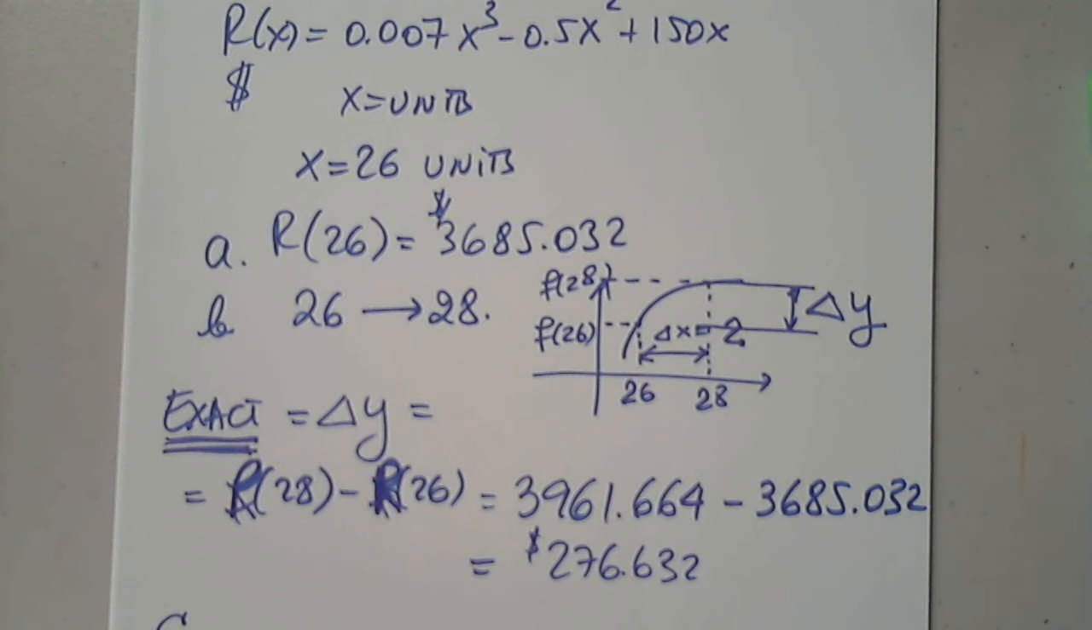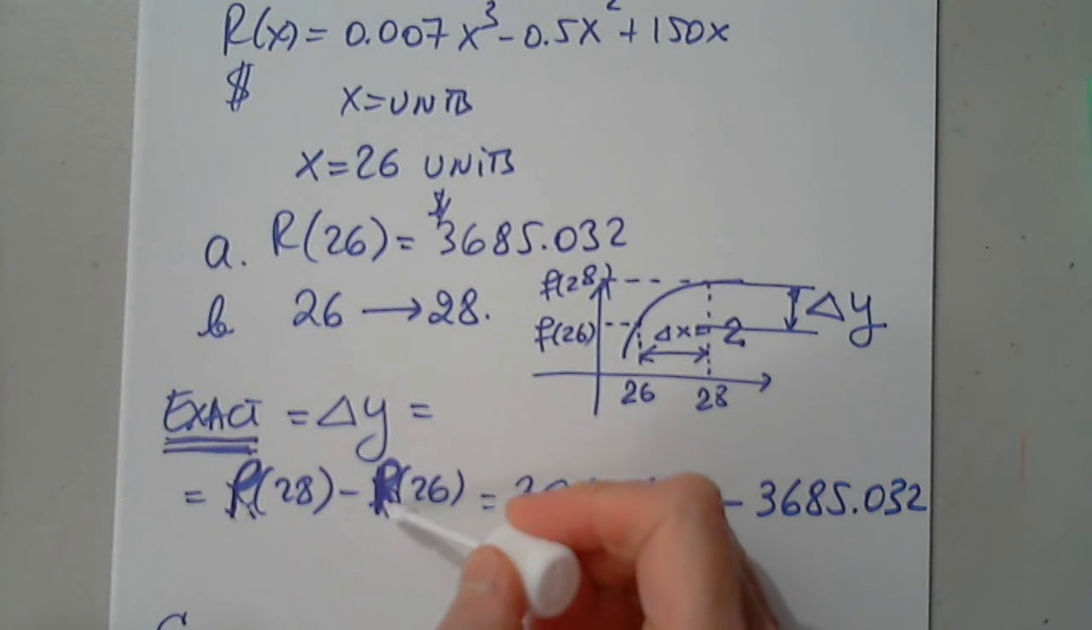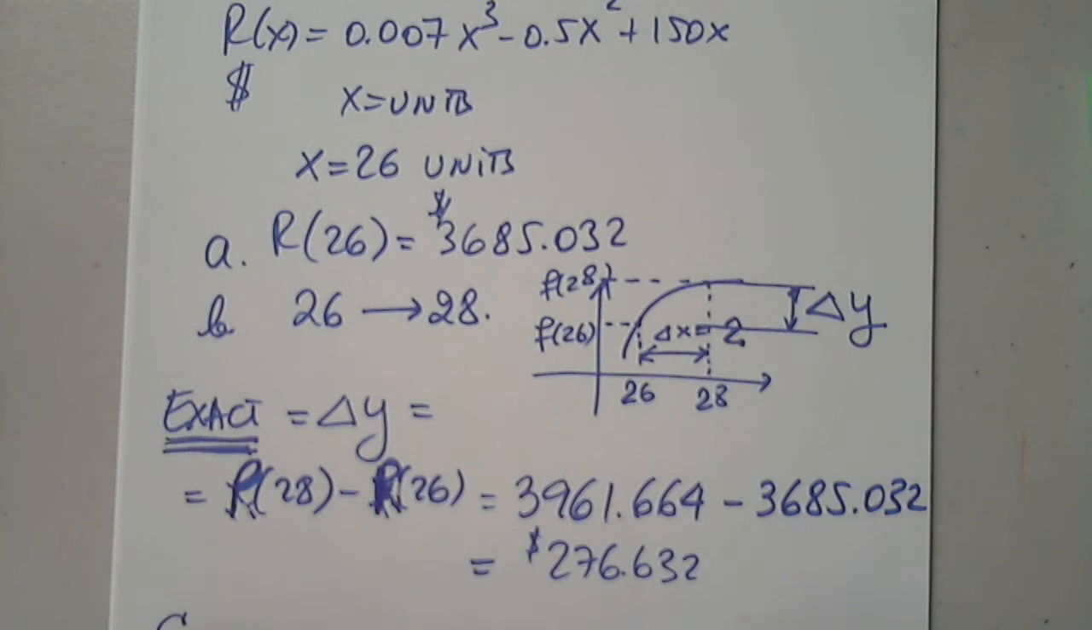What is the marginal revenue when 26 are sold? First of all, let's find the marginal revenue. How do I find the marginal revenue? What does it equal to? How do I determine the marginal revenue? R prime of X. Very good, awesome. R prime of X. Yes. So let's determine R prime of X.